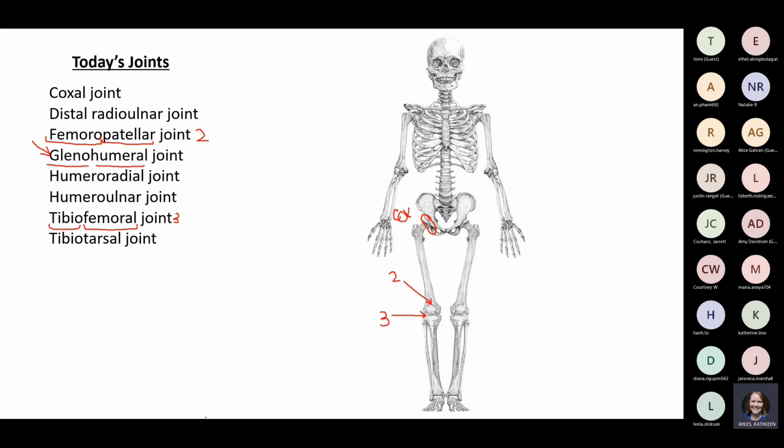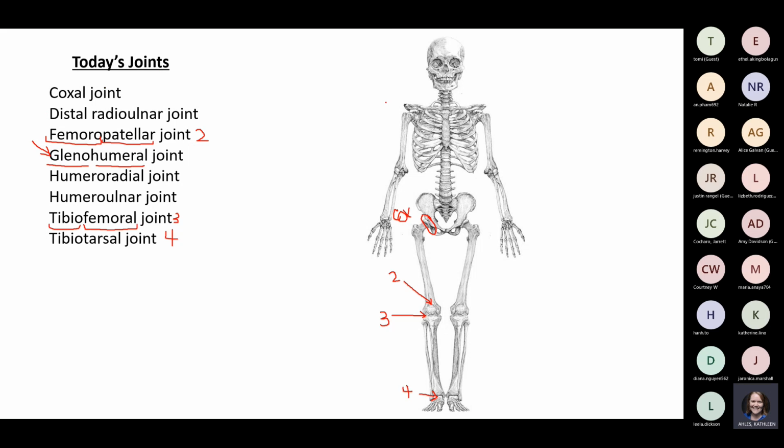Down at the bottom of the leg, another joint we're going to talk about today is this one right here called the tibiotarsal joint. The tarsal bones are the bones that make up your ankle at the back. In particular, the one that your tibia is articulating with is called the talus. So the tibia sits on top of the talus, and that's what makes your ankle joint. So we're going to start by looking at the joints of the leg. Then we're going to go back up to our shoulder.